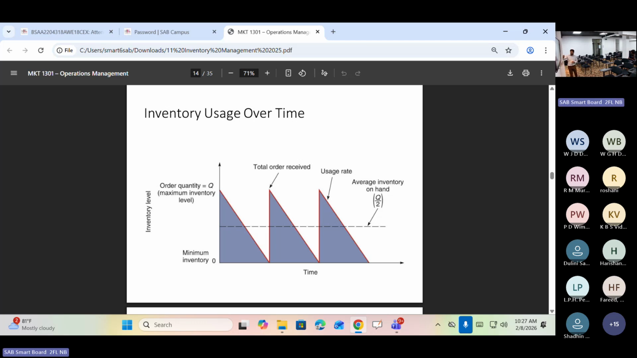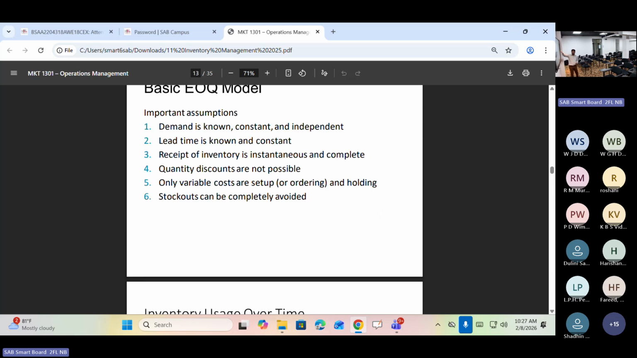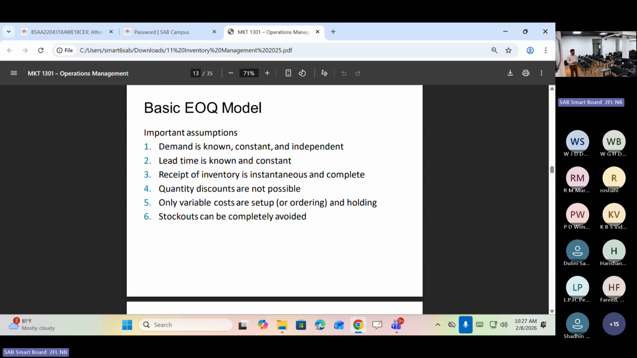So the slope of this line is called usage rate. The middle line here, that is Q divided by 2, is the average inventory on hand according to basic EOQ. This is how we consider the basic inventory EOQ model according to the assumptions identified above. I hope that is clear.